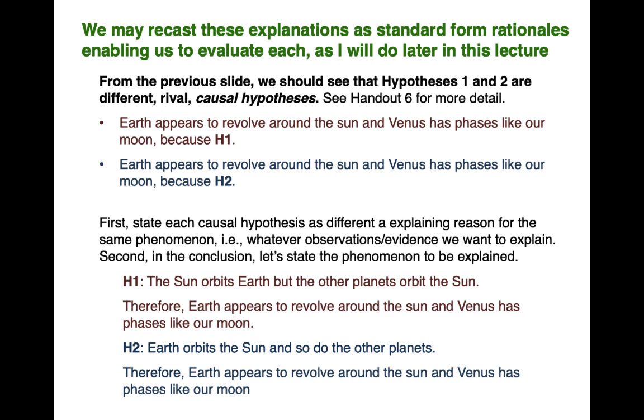Stated simply, Earth appears to revolve around the sun and Venus has phases like our moon because hypothesis 1. Or, Earth appears to revolve around the sun and Venus has phases like our moon because hypothesis 2. First, you state each causal hypothesis as a different explaining reason for the same phenomenon. That is, whatever observations, evidence we want to explain. Second, in the conclusion of the rationale, let's state the phenomenon to be explained.